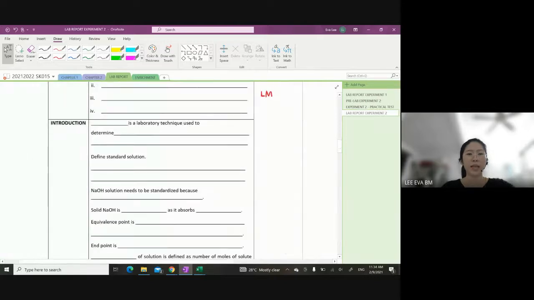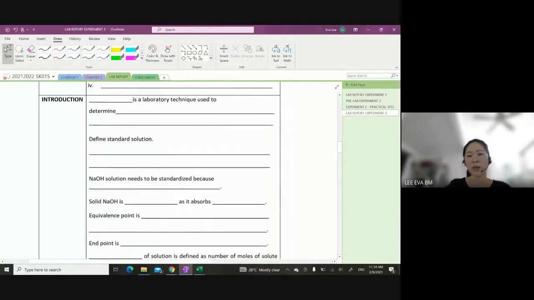The introduction part can also refer to the lab manual introduction or the theory part. Have you filled this one yet? The answers can all be obtained from the lab manual introduction. So in this case, you try to fill in the blanks. Titration is a laboratory technique used to determine the concentration, and so on. The answer can be found in the lab manual.